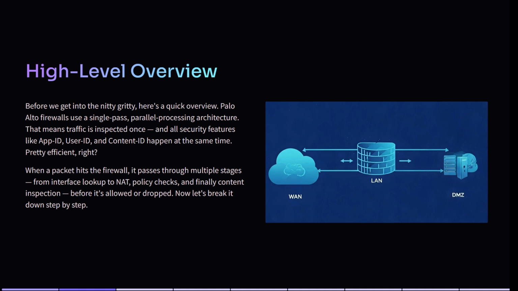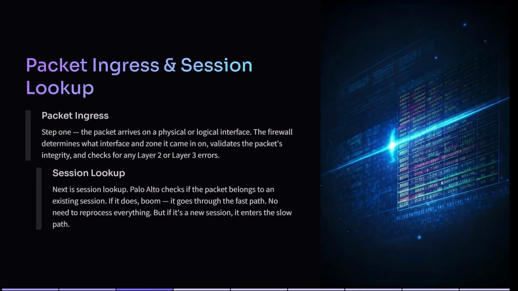Palo Alto firewalls use a single-pass, parallel processing architecture. That means traffic is inspected once, and all security features like App ID, User ID, and Content ID happen at the same time. Pretty efficient, right? When a packet hits the firewall, it passes through multiple stages, from interface lookup to NAT, policy checks, and finally content inspection, before it's allowed or dropped. Now let's break it down step by step.